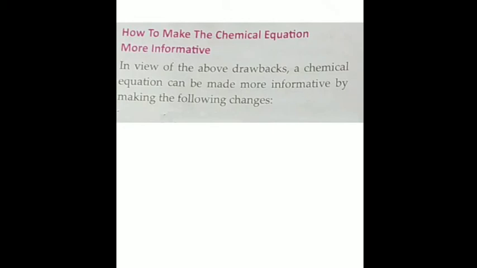point that can make the chemical equations more informative is by writing in the equation the physical states of the reactants and products. Now how will they be mentioned in the equation? They will be mentioned just after their respective symbols or formulae in the bracket. So we write the solid as small s, liquid as small l, and gas as small g.